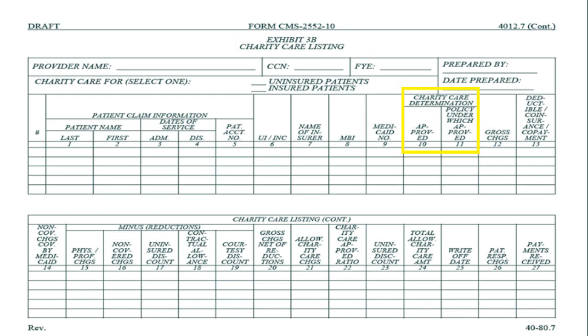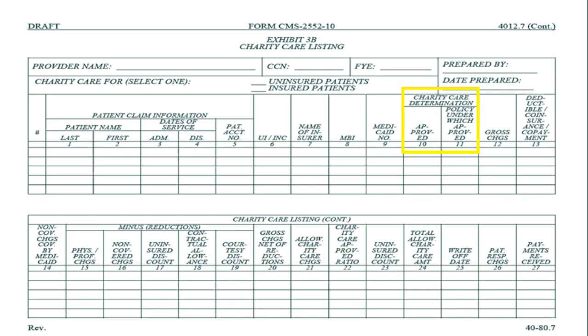Moving ahead, in column 7 you enter the name of the insurer, but what do you do if they have secondary or tertiary payers? Columns 8 and 9 are the patient's MBI and Medicaid ID. A lot of the times, or most of the times on these patients, you may not have that information.